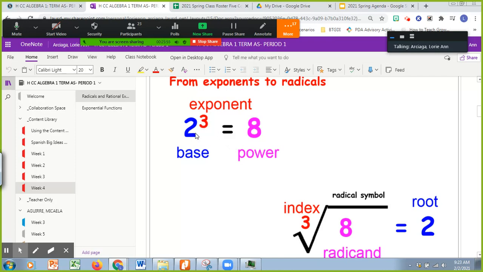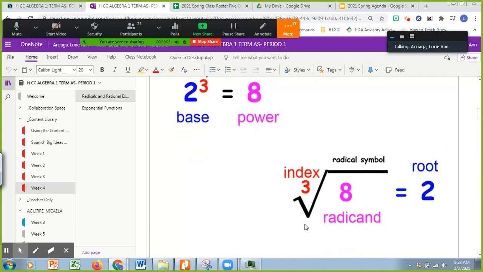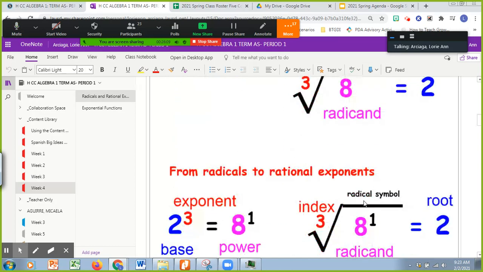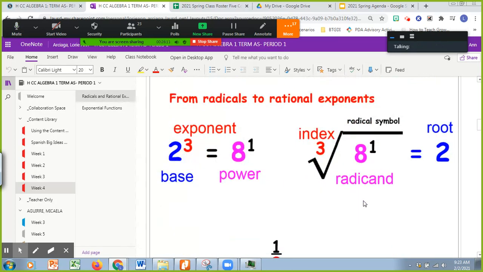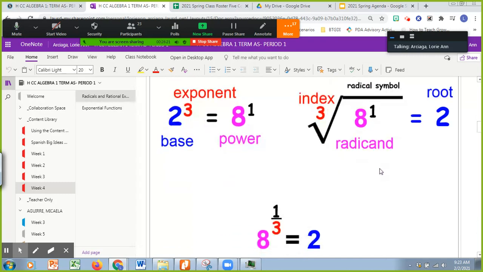So if it's not a fractional exponent, if it's just a whole number, it becomes the index of the radical. Okay? So we read this as the third root of 8. The third root of 8. And we call the answer, of course, the root because we're getting the third root of 8, which is 2. Okay? All right.